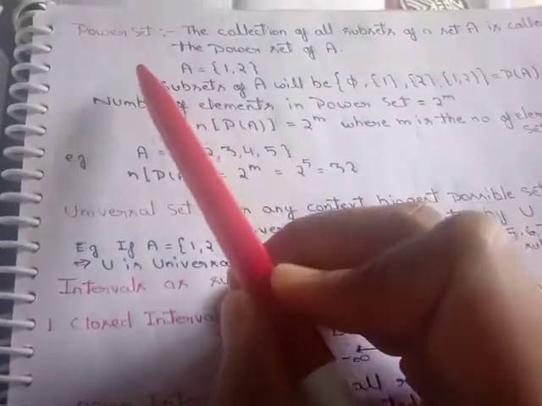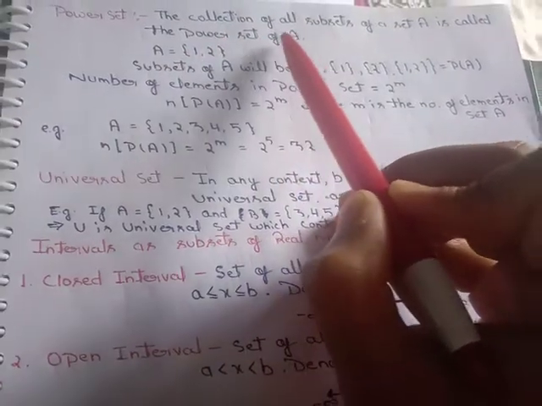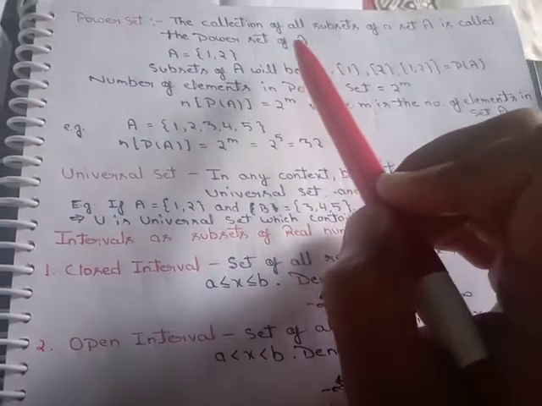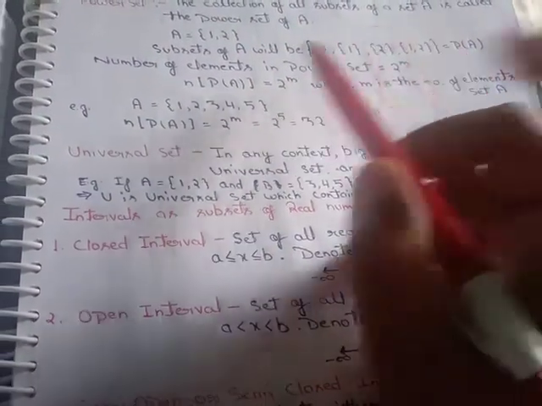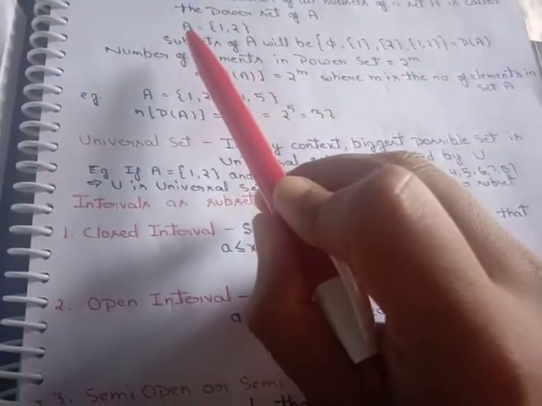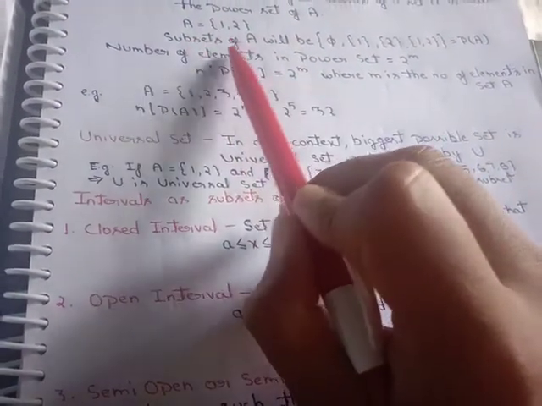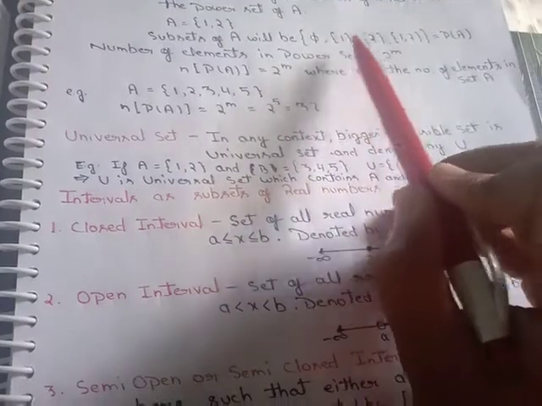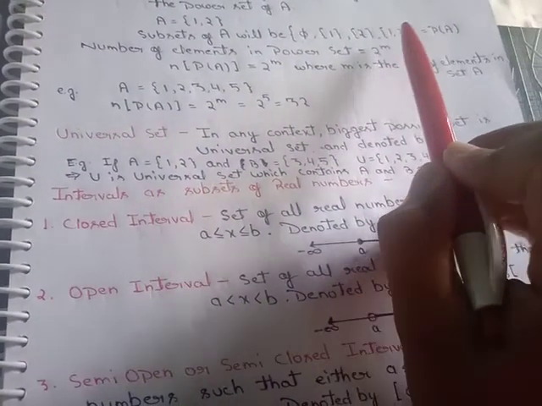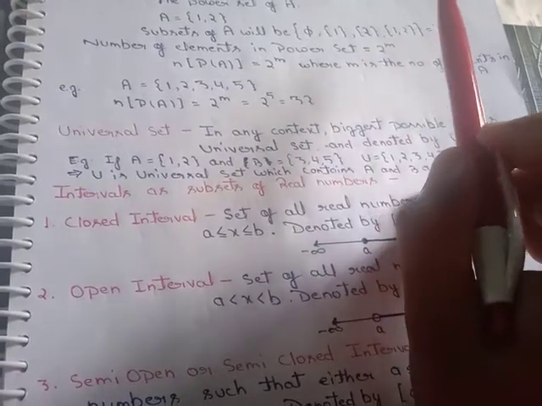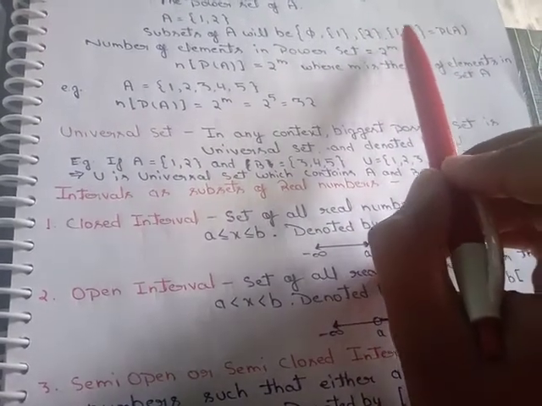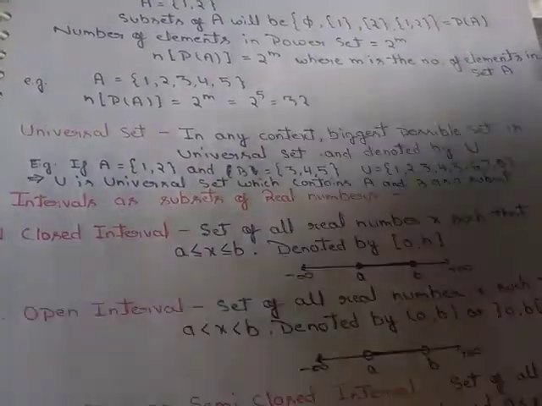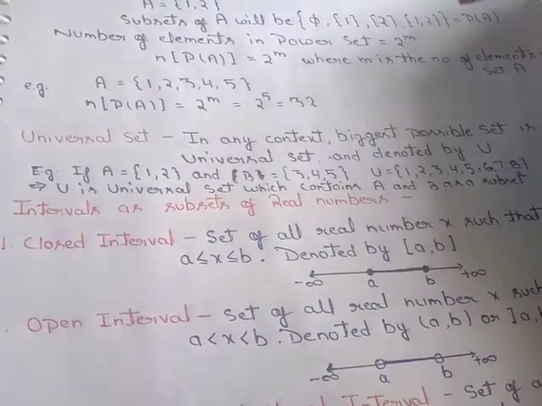Now our next topic is power set. The collection of all subsets of a set A is called the power set of A. It means all subsets of the set A are known as the power set. Let set A be equal to {1, 2}. So the subsets of set A will be phi. We know that phi is a subset of every set, and {1}, {2} and {1, 2}. {1, 2} means the set itself is a subset of A. It means every set is a subset of itself.